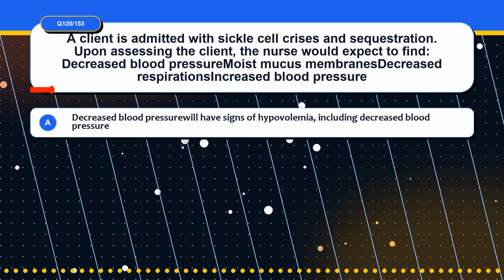Question 120. A client is admitted with sickle cell crises and sequestration. Upon assessing the client, the nurse would expect to find decreased blood pressure, moist mucous membranes, decreased respirations, increased blood pressure. Here are the options. Option A. Decreased blood pressure will have signs of hypovolemia, including decreased blood pressure.